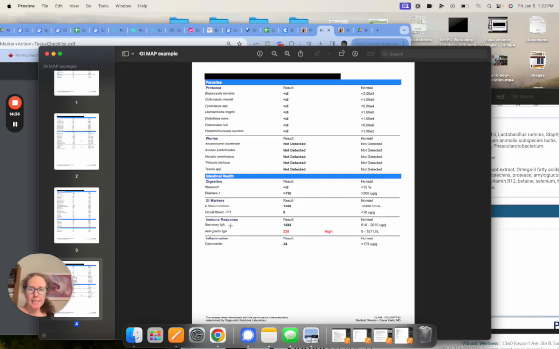Secretory IgA is our first level of response. It is an immune modulator that sits in the mucus lining, all of our mucus linings. So not just the gut, but our nose and our lungs and anywhere there's an interface between the outside world and our body. We have lots of secretory IgA. This is particularly focused on gut secretory IgA because we're looking at a stool test.